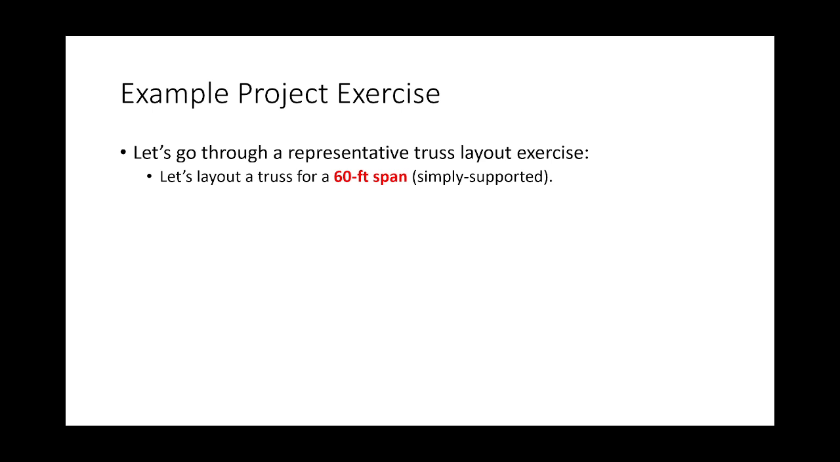Let's lay out a truss for a 60-foot span. Your truss is not going to be 60 feet, so this answer is not going to work for your project, but you'll kind of get the idea. We'll say it's simply supported. Let's assume that the truss is 24 feet wide. Okay? So that means you got a truss here, you got a truss here, you're walking on down the bridge, and they're 24 feet apart. Okay?